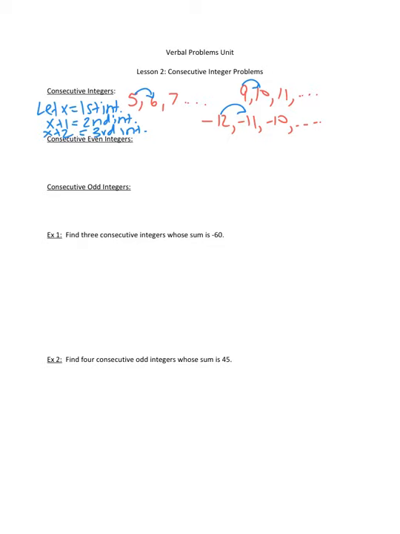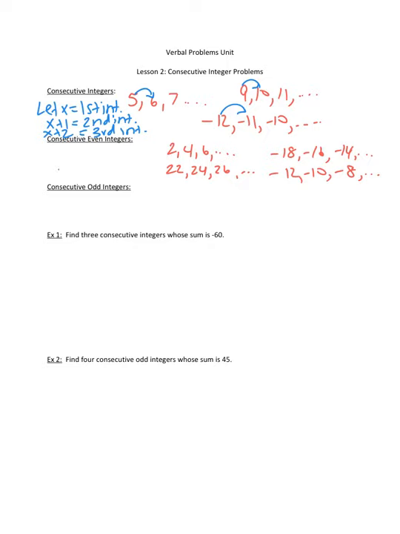Okay? Consecutive even integers are, for example, like the numbers 2, 4, and 6, etc. Or 22, 24, 26, etc. Or if you're on the negative side of the number line, negative 18, negative 16, negative 14, or negative 12, negative 10, negative 8. They always get higher.